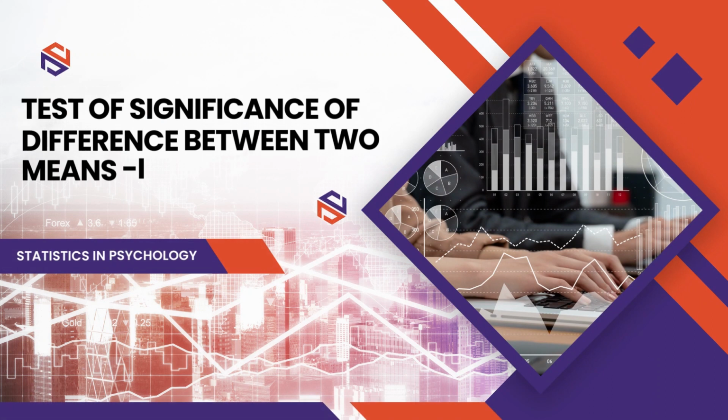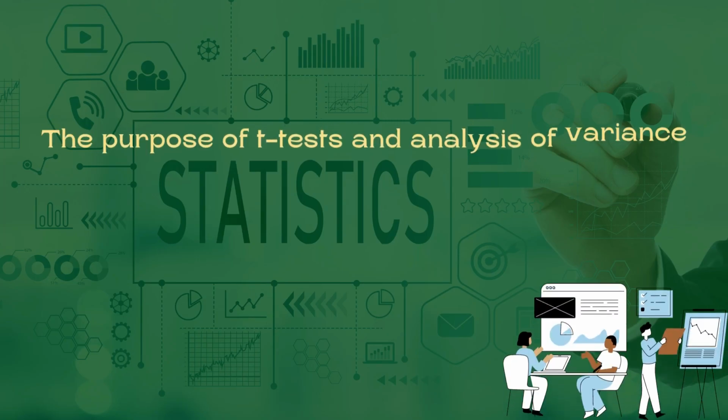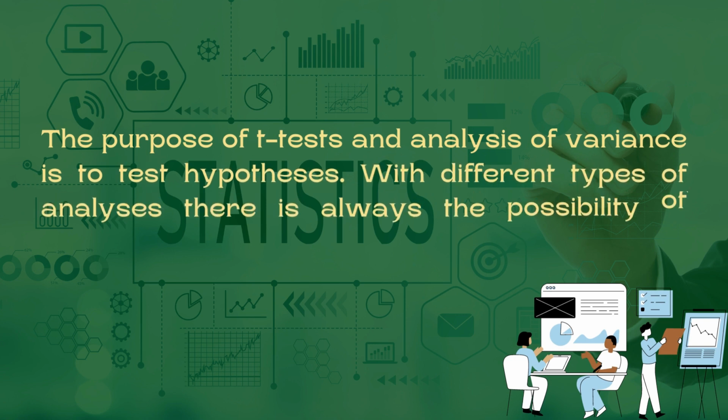Dear learners, in continuation with the lecture of the past, I am going to talk about the different basic concepts which are associated with calculating the differences between the two means. And here we are going to discuss the different types of errors in testing. As you will recall from your statistics text, the purpose of the t-test and the analysis of variance is to test the hypothesis.